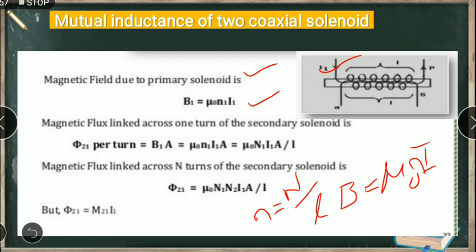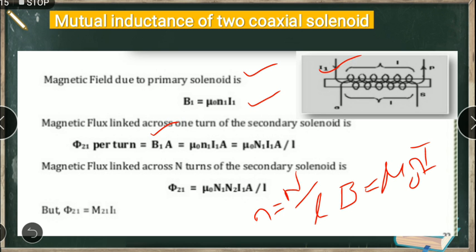Next, how can we write the magnetic flux linked across one turn of the secondary solenoid? Φ is equal to B A. Here, instead of B you should write B1 A.